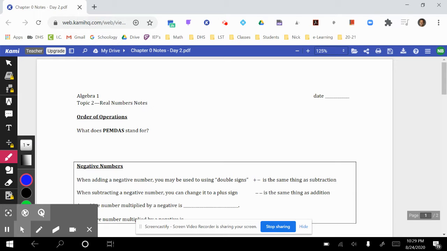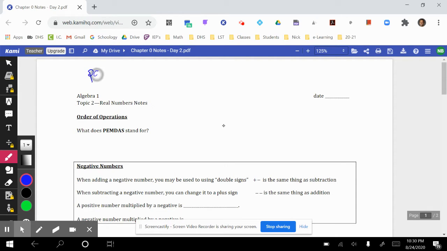Hey class, we're going to continue with notes here today. This is day 2 of our new chapter. Make sure you have your binders out, and we're going to be working on pages 11 and 12 today. Have a pencil ready, and turn to page 11 in your binder. It should be at the top here. We should see topic 2, real number notes.